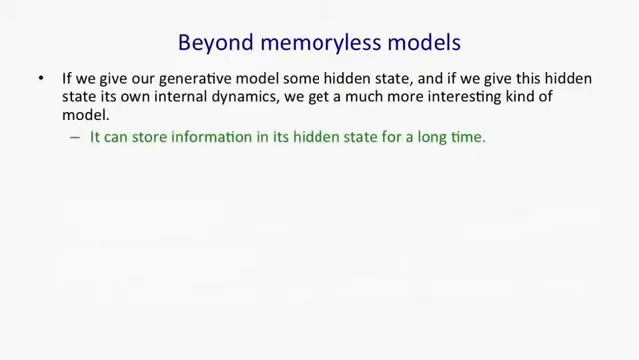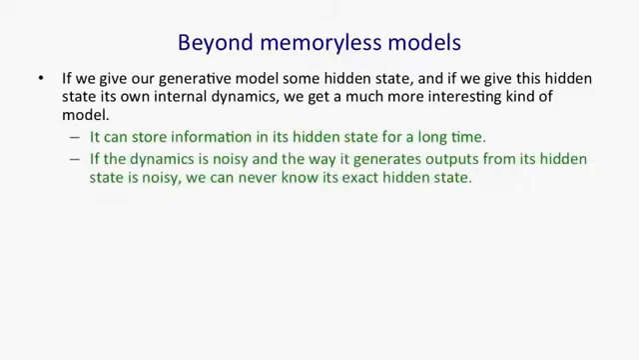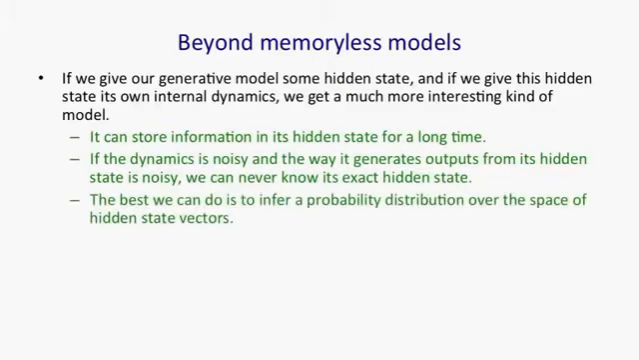It can store information in its hidden state for a long time. Unlike the memoryless models, there's no simple bound to how far we have to look back before we can be sure it's not affecting things. If the dynamics of the hidden state is noisy, and the way it generates outputs from its hidden state is noisy, then by observing the output of a generative model like this, you can never know for sure what its hidden state was. The best you can do is to infer a probability distribution over the space of all possible hidden state vectors. You can know that it's probably in some part of the space and not another part of the space, but you can't pin it down exactly.